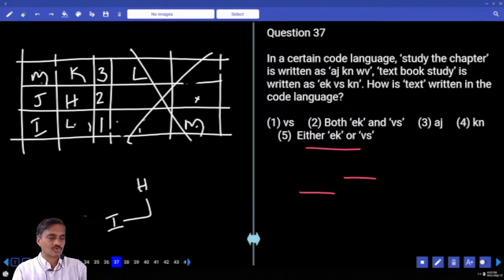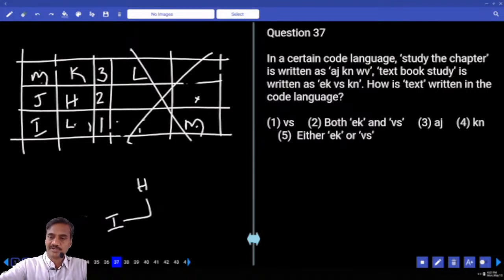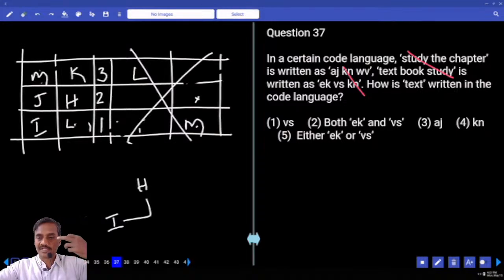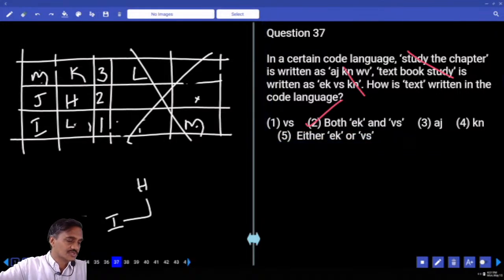Now it is based on coding and decoding. 37. In a certain code language, study the chapter and textbook study. Now in this, tell me what is the only word that is common? Study is the word that is common. As study is common, AJ, KN, WV, so KN is common. How is text written in the same code language? The chapter, now text and book, EKVS in any order. That is the choice to question number 36.